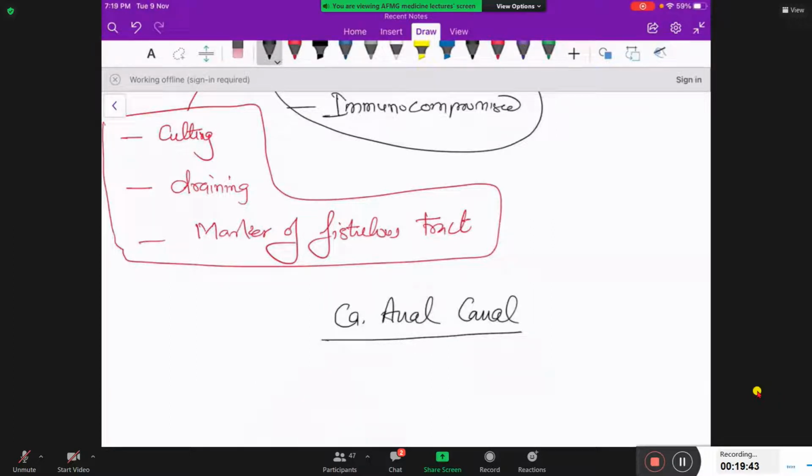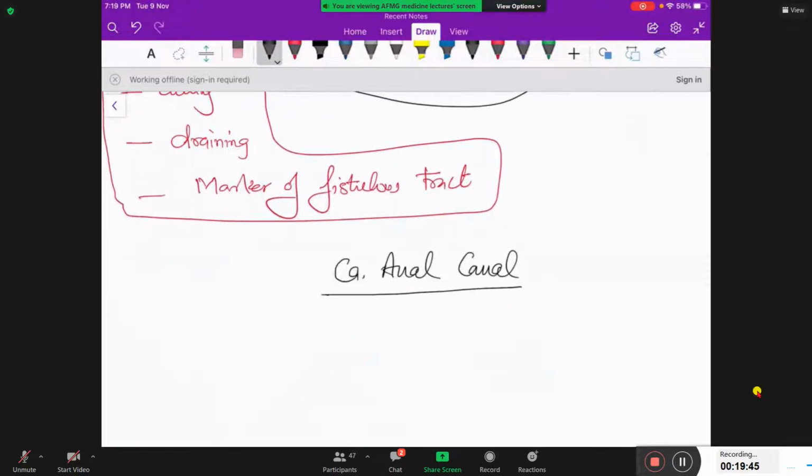Carcinoma anal canal. Most common site, most common type. Most common site is posterior half of the anal canal. Most common type is squamous cell carcinoma.